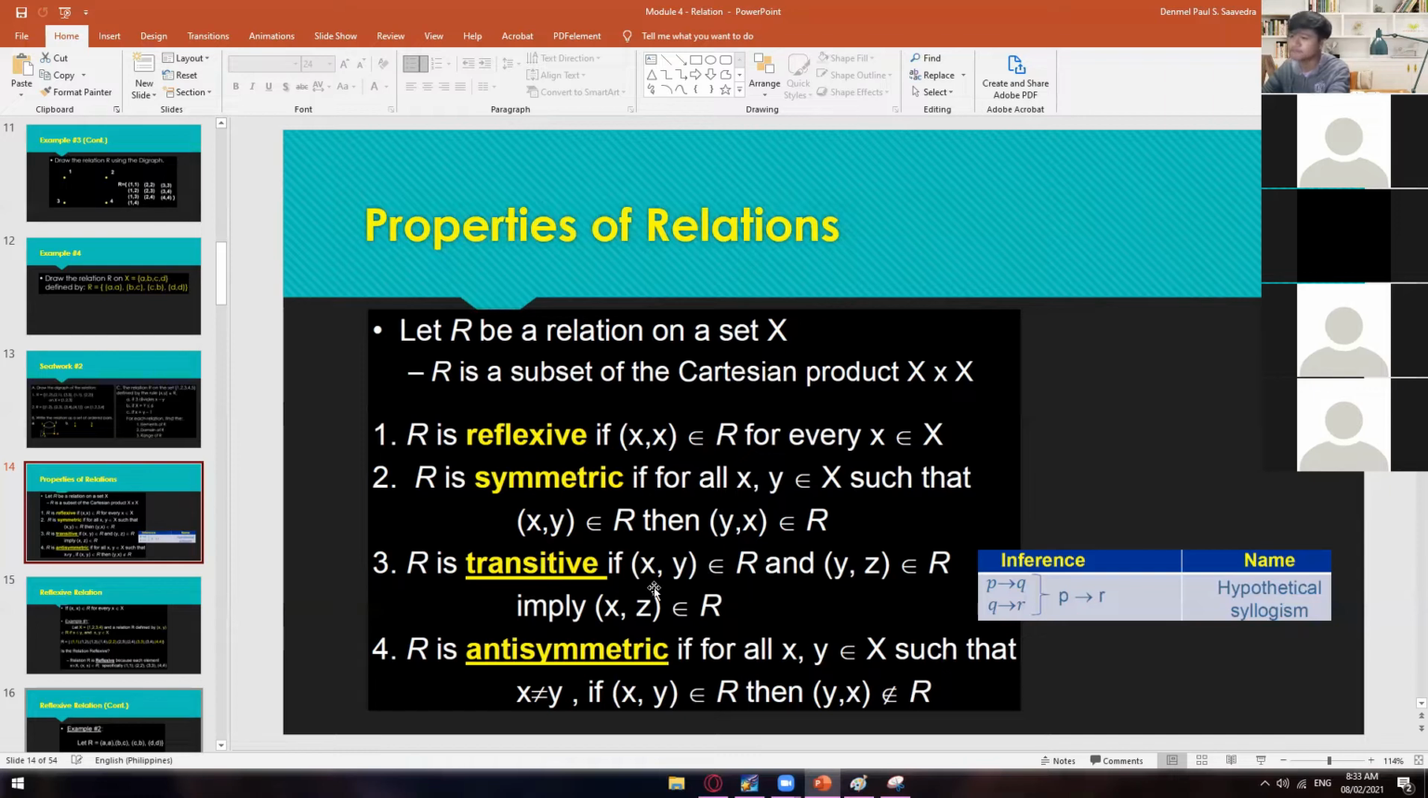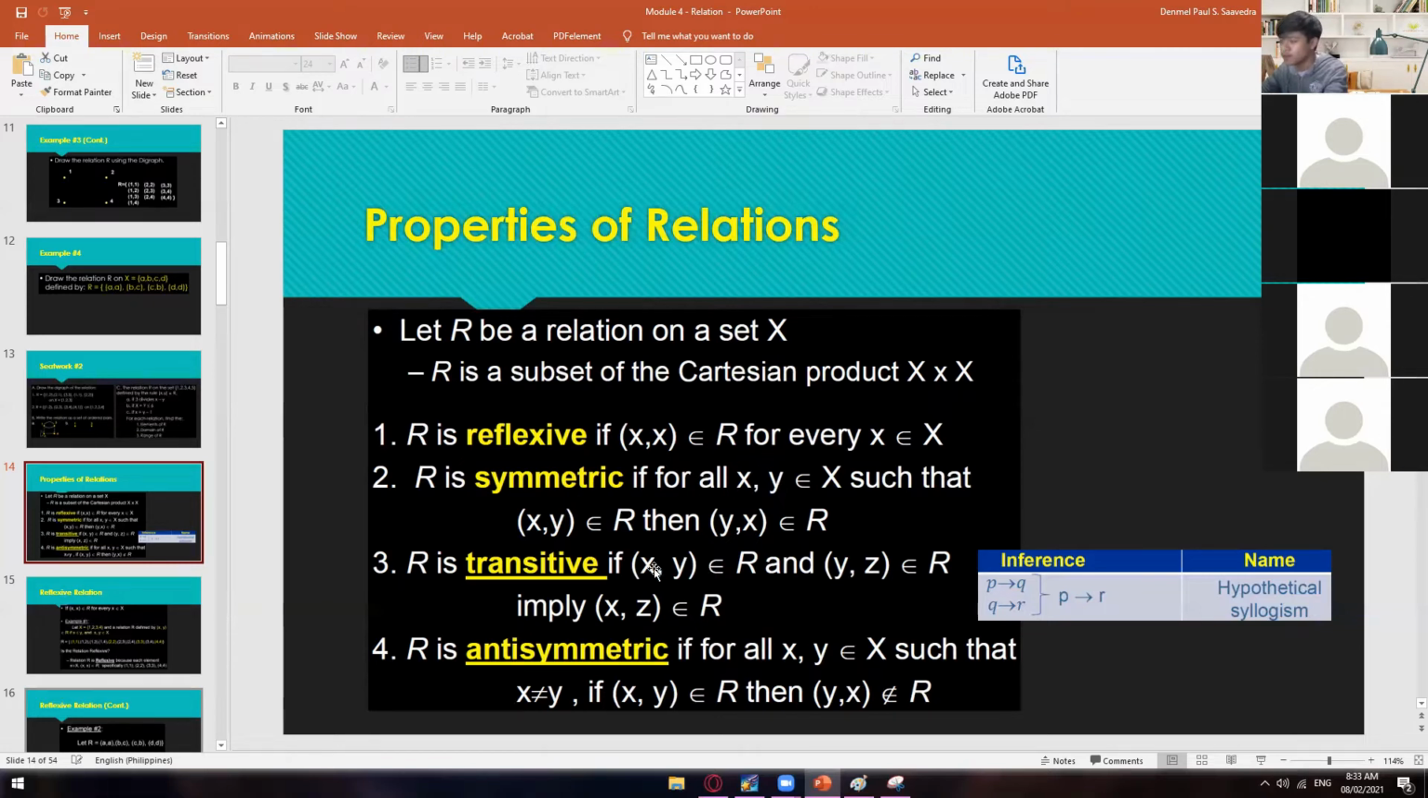And then transitive. This one is also super simple, which came from hypothetical syllogism. You can still recall this one from induction. We have here (x, y) as an element of R, and then (y, z) as an element of R, and then this implies (x, z) is an element of R.